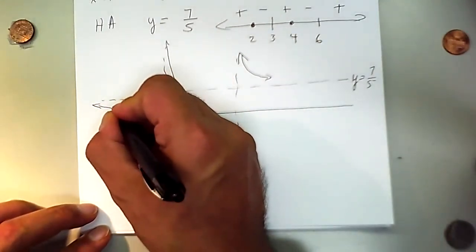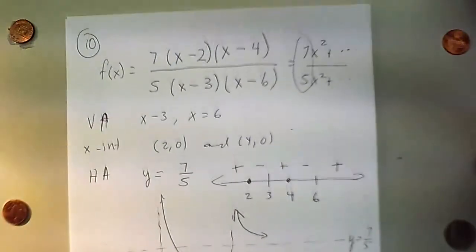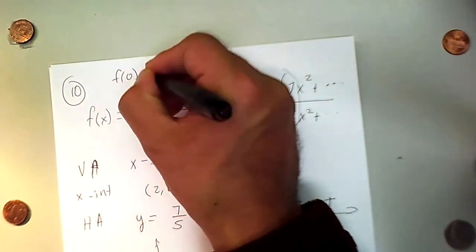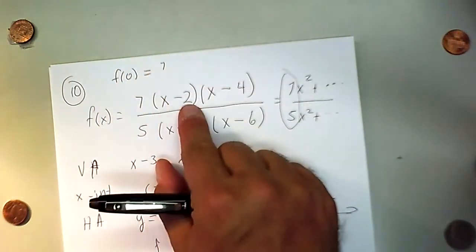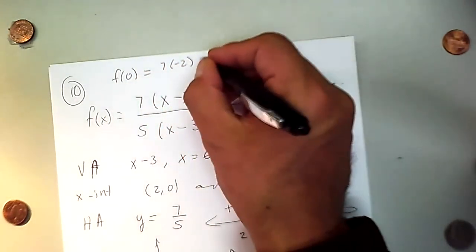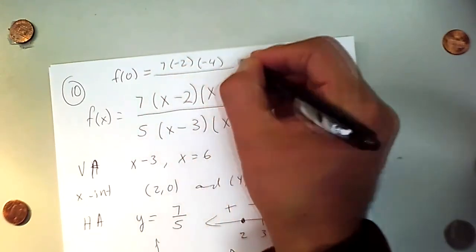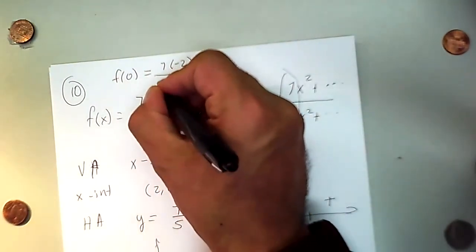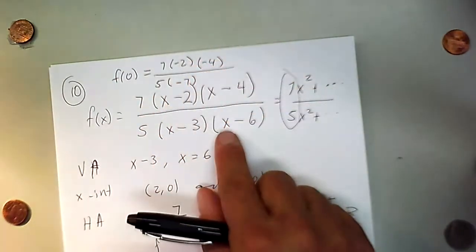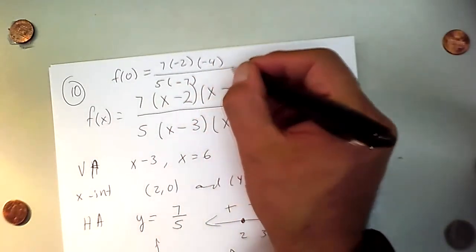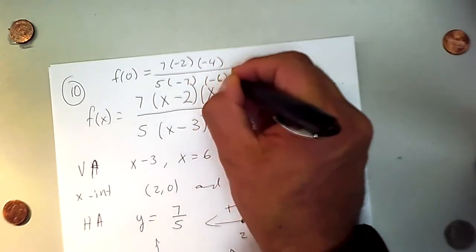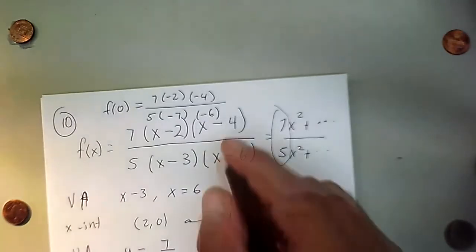The only thing that is missing is the y-intercept. So there's going to be a point here. And the way to find the y-intercept is to plug in 0. I'm going to try to squeeze it here. F of 0 is going to be 7 times negative 2 times negative 4 over 5 times negative 7 times negative 6. Okay. And then we can simplify.